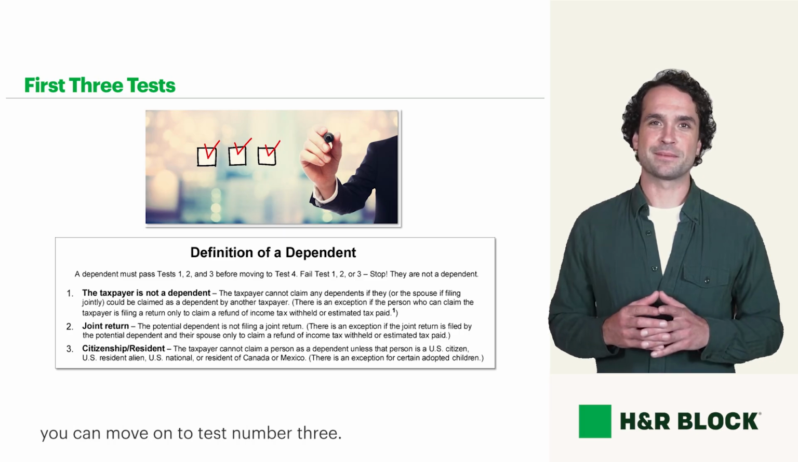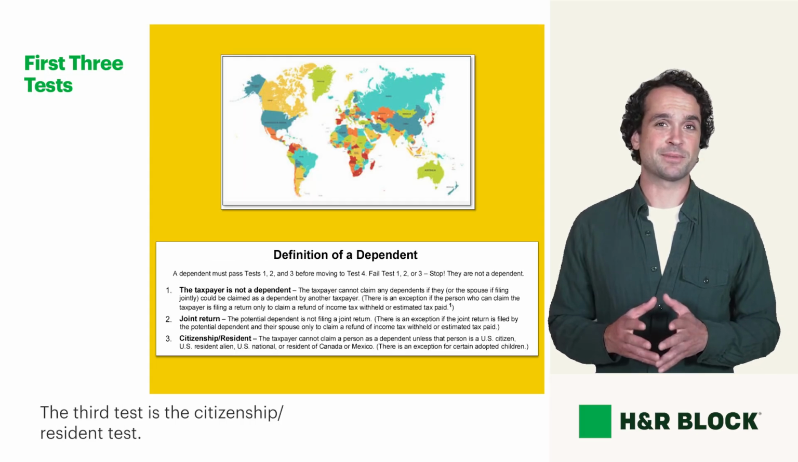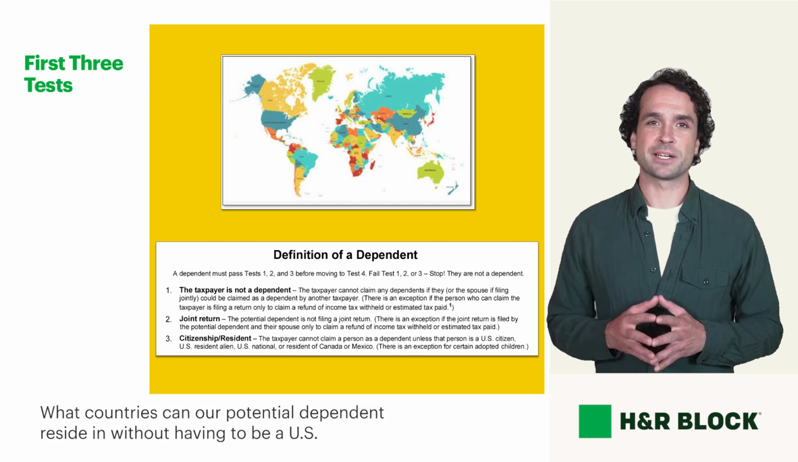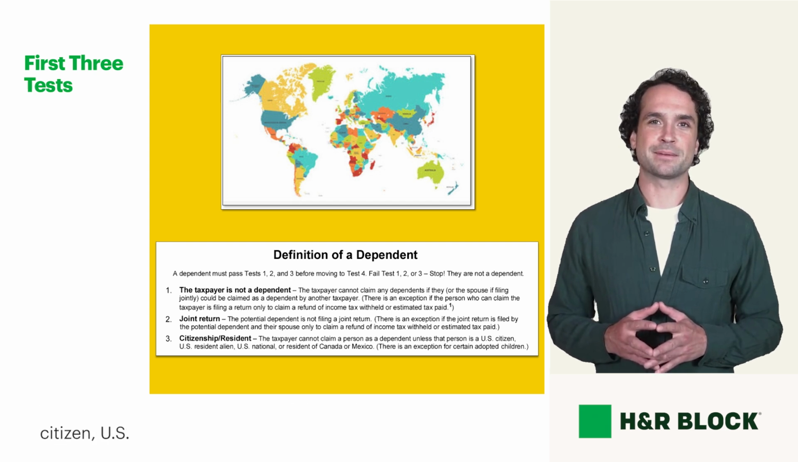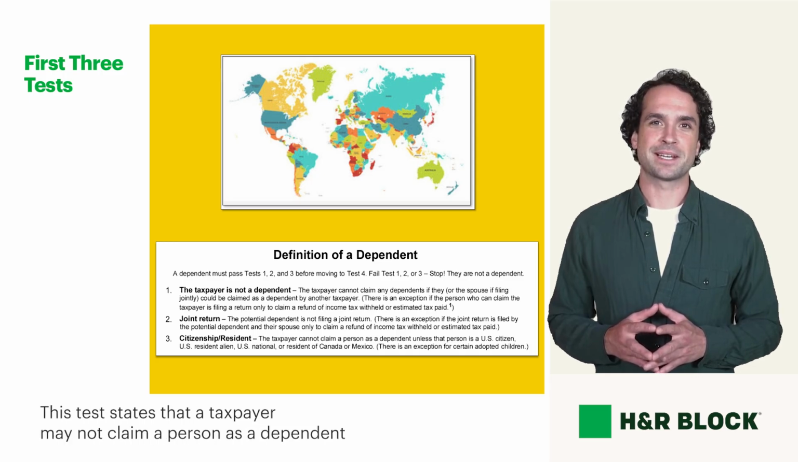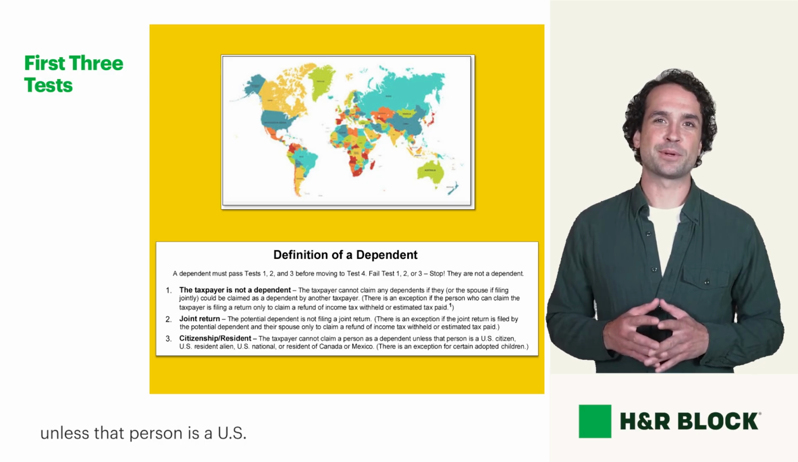The third test is the citizenship/resident test. What countries can our potential dependent reside in without having to be a U.S. citizen, U.S. resident, or U.S. national to pass this test? Canada or Mexico? This test states that a taxpayer may not claim a person as a dependent unless that person is a U.S.